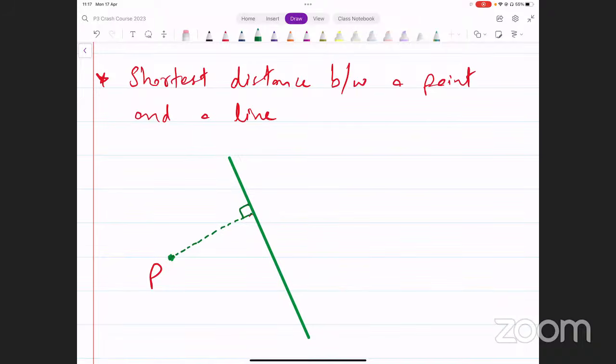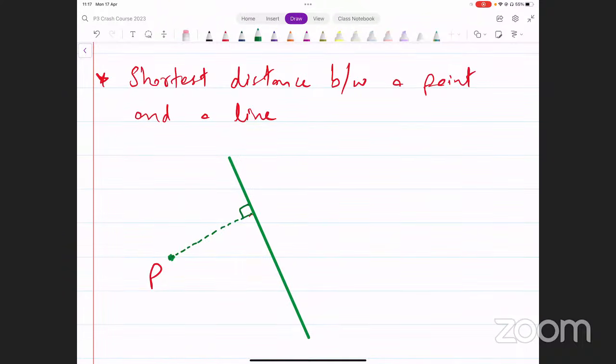So whenever you are looking for the least value of modulus in which the locus is, let's say, a line, and you are looking for its distance from a point, it would be a perpendicular line like this.